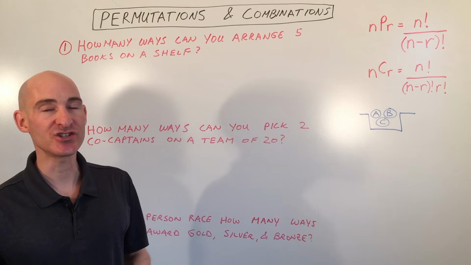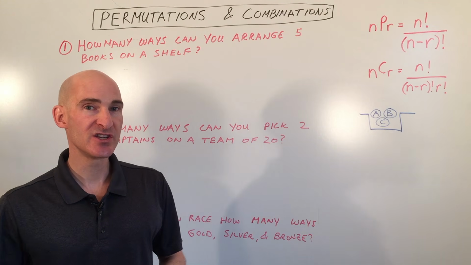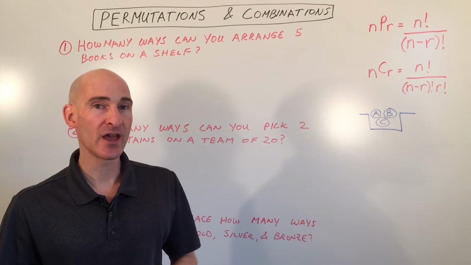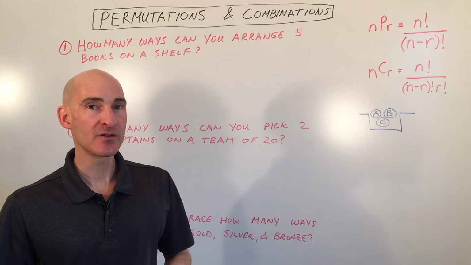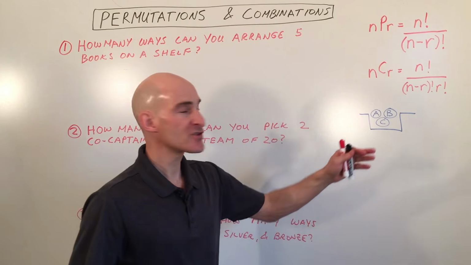So what is a permutation? Well, basically what a permutation is, it's an ordering of a group of objects. And we'll take a look at some examples in a little bit, but first let's take a look at some formulas here.